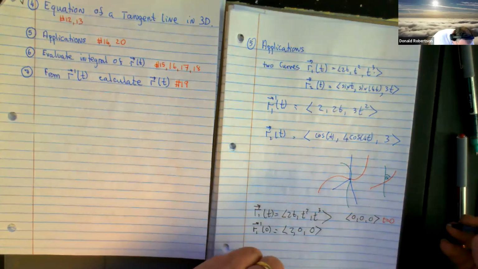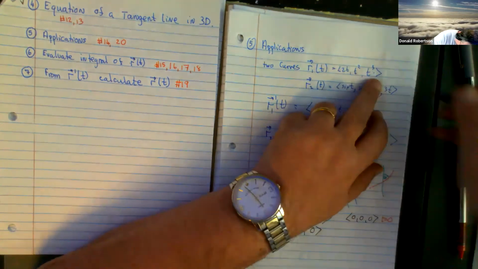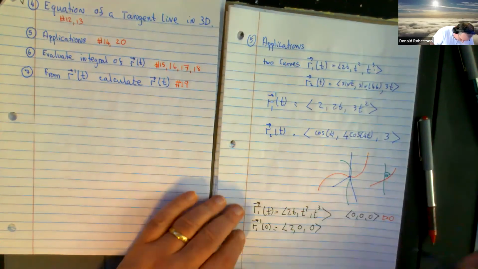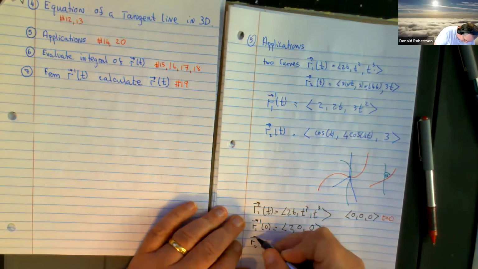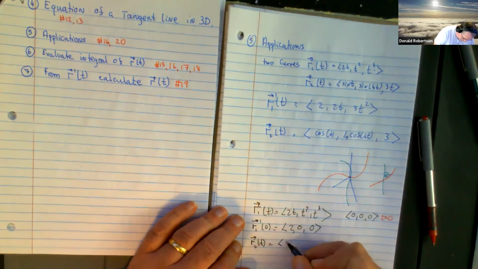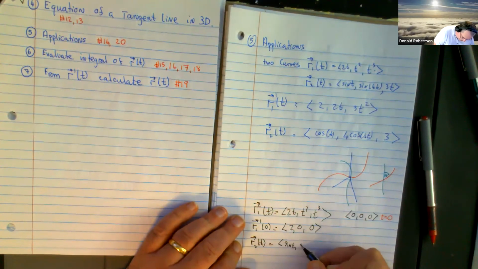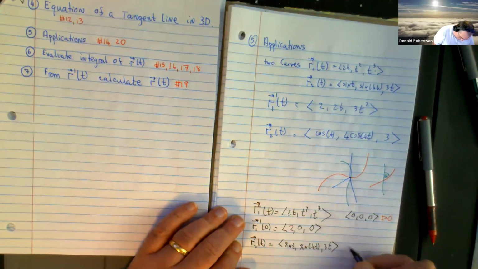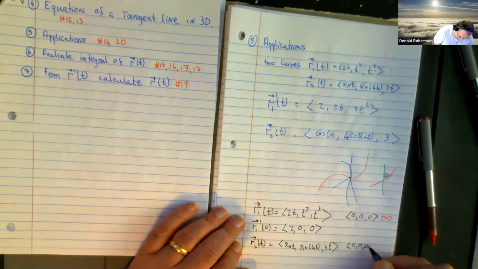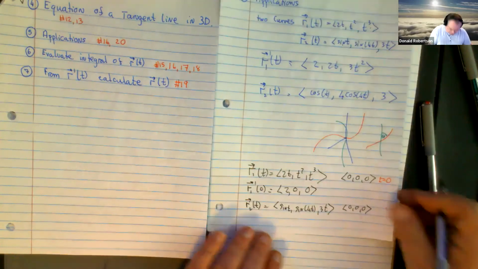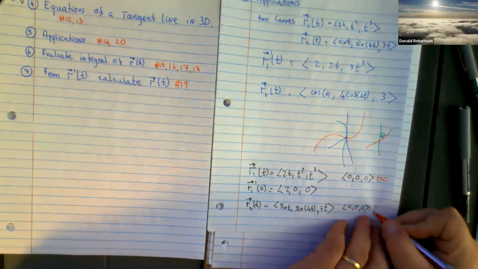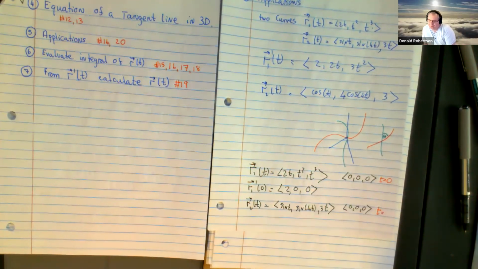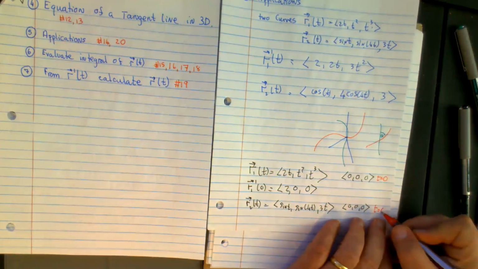Now, where did I put that guy? I put it up here. The second function, r2 of t, is sine t, sine 4t, and 3t. And that's also going to be at the origin. What value of t would make this the origin? 0, 0, 0 would definitely become 0.